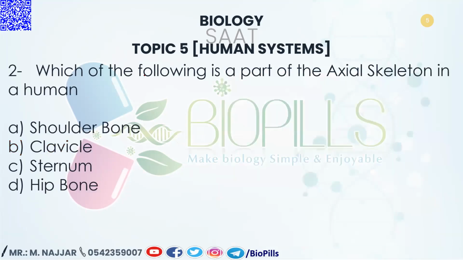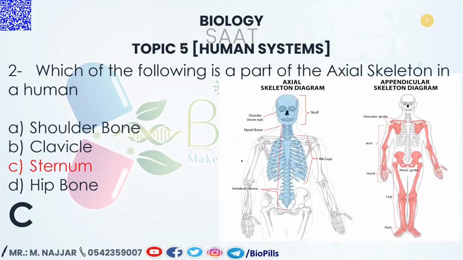Question number 2. Which of the following is a part of the axial skeleton in a human? A, shoulder bone, B, clavicle, C, sternum, D, hip bone. The answer is the sternum or the breastbone, as we did mention. This is exactly the breastbone or the sternum bone.